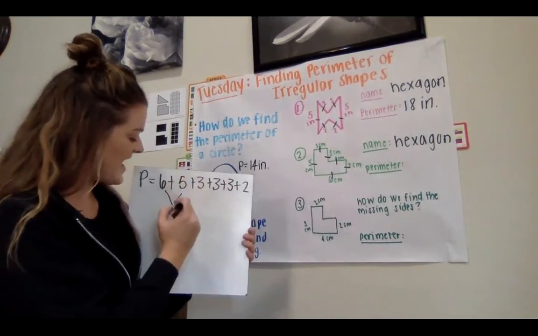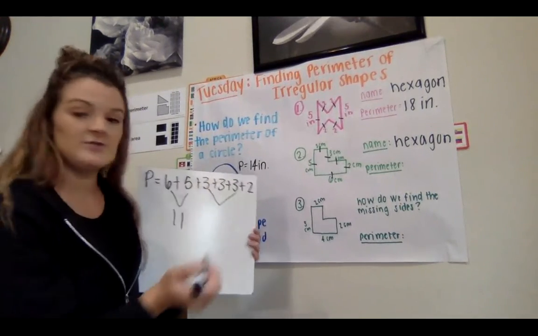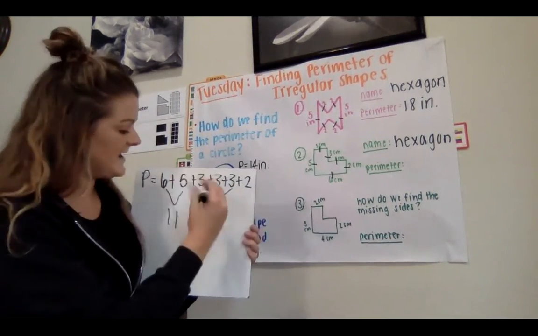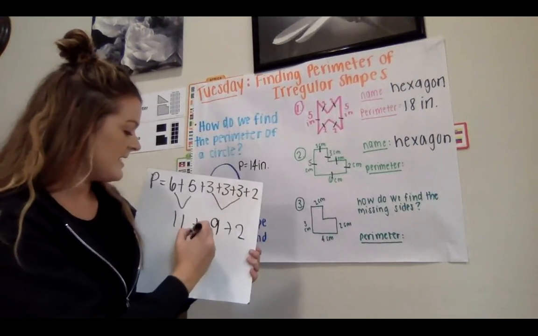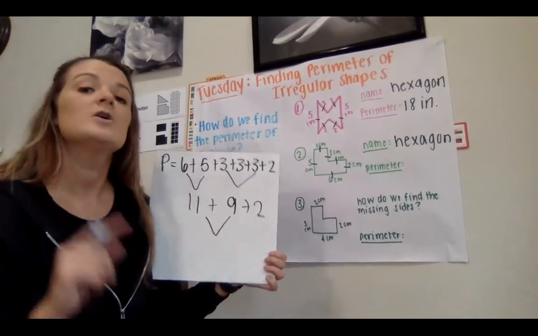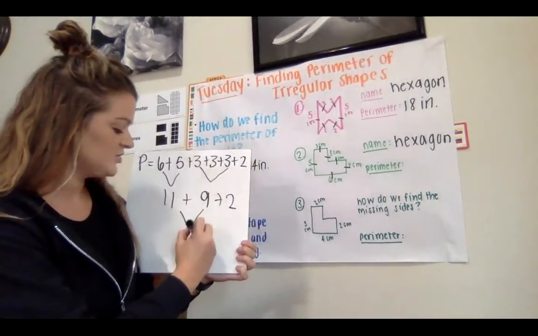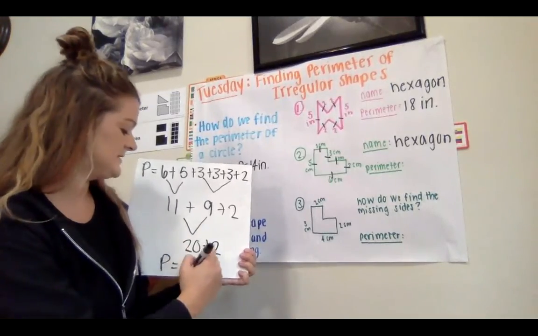I know 6 plus 5, that's 11. I know 3 plus 3 plus 3, that's 3, 6, 9. And then I bring down my 2. 11 plus 9, ooh, that's a 10 fact. I know 1 plus 9 makes 10, so 11 plus 9 makes 20. Plus 2, perimeter is 22.